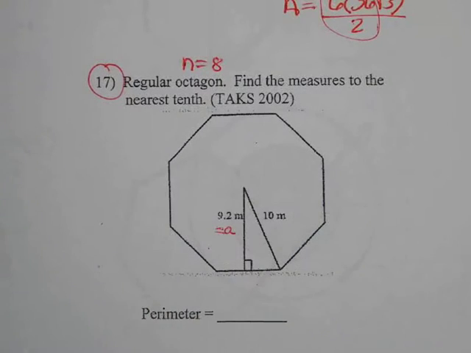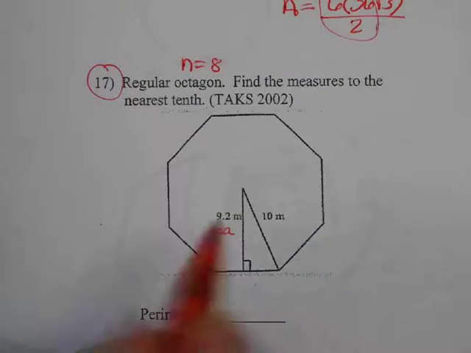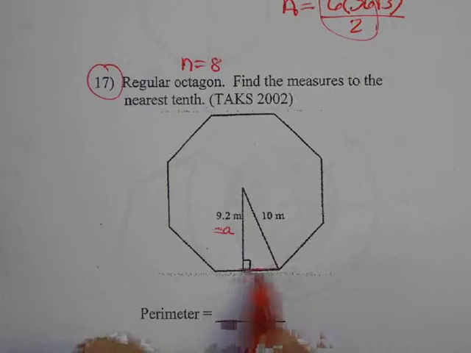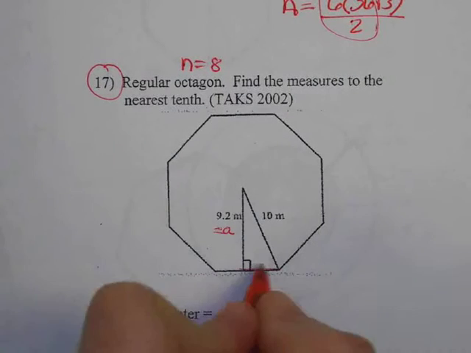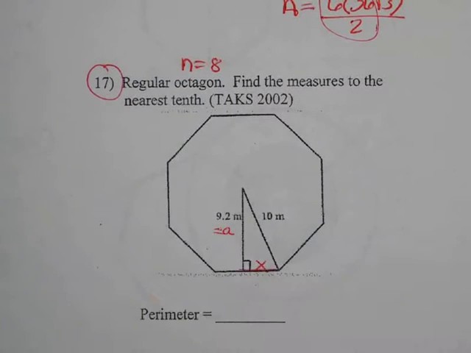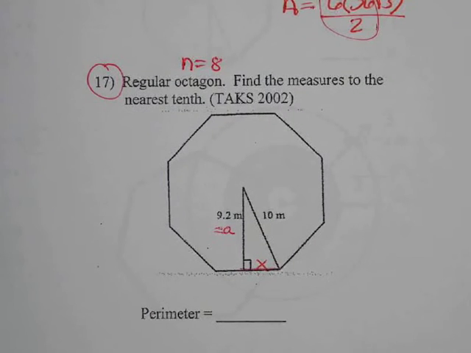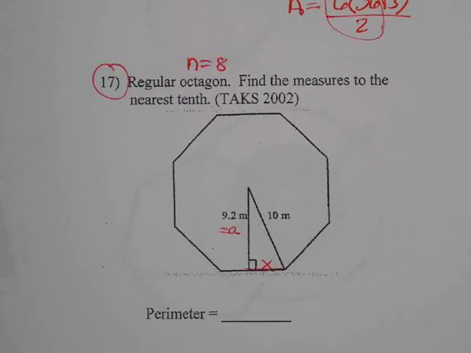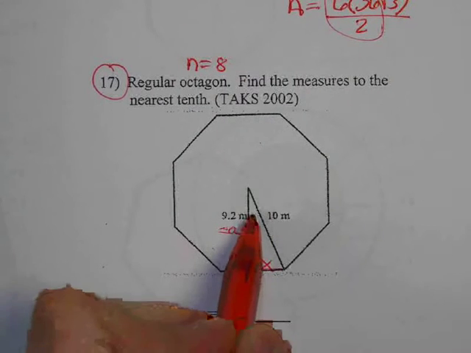That's our 9.2. What I don't have is the side length or the half side that's going to help me find the perimeter for my formula. So I'm going to put an X on that right triangle. I can go ahead and decide I'm going to use Pythagorean theorem for this method, which means I don't need to find the central angle.